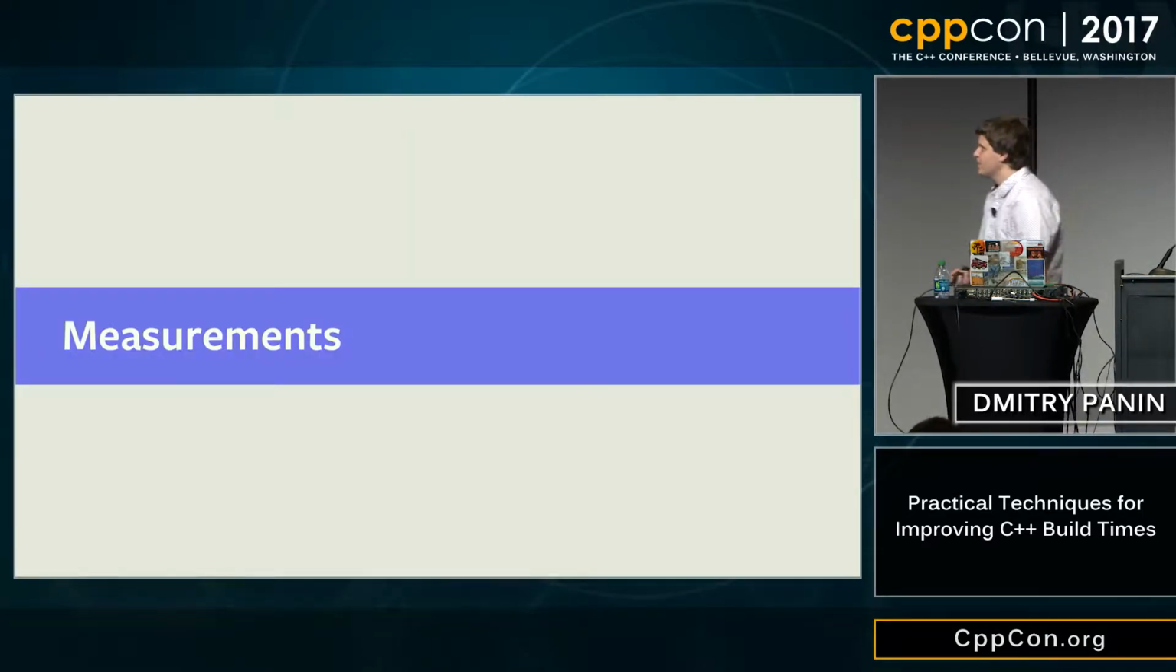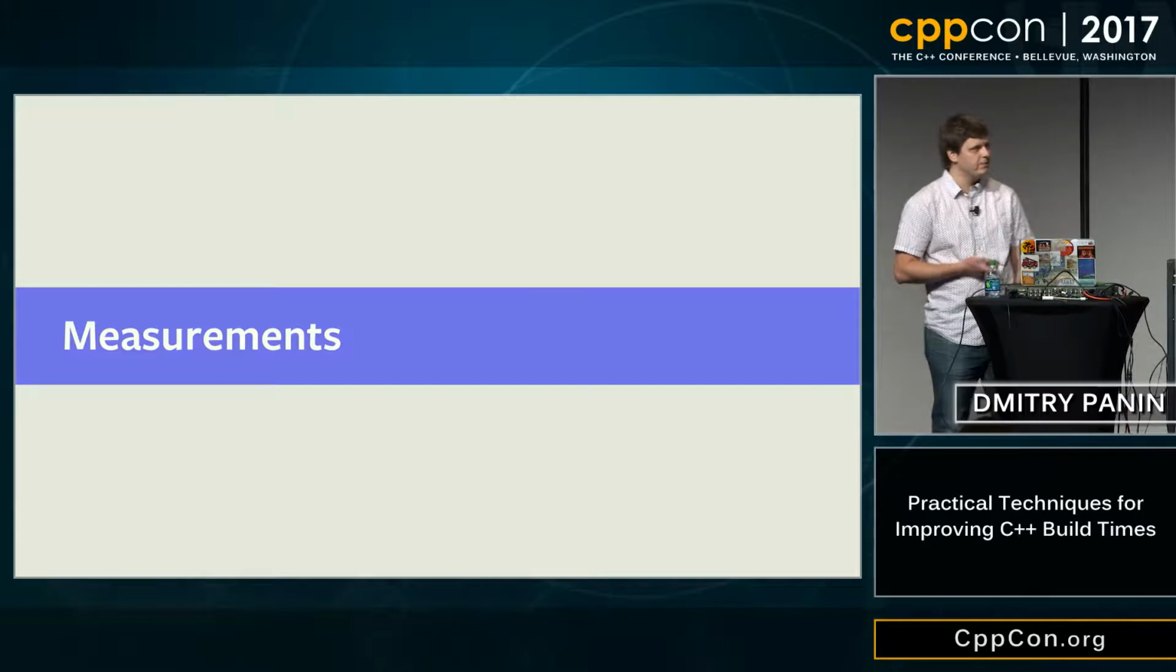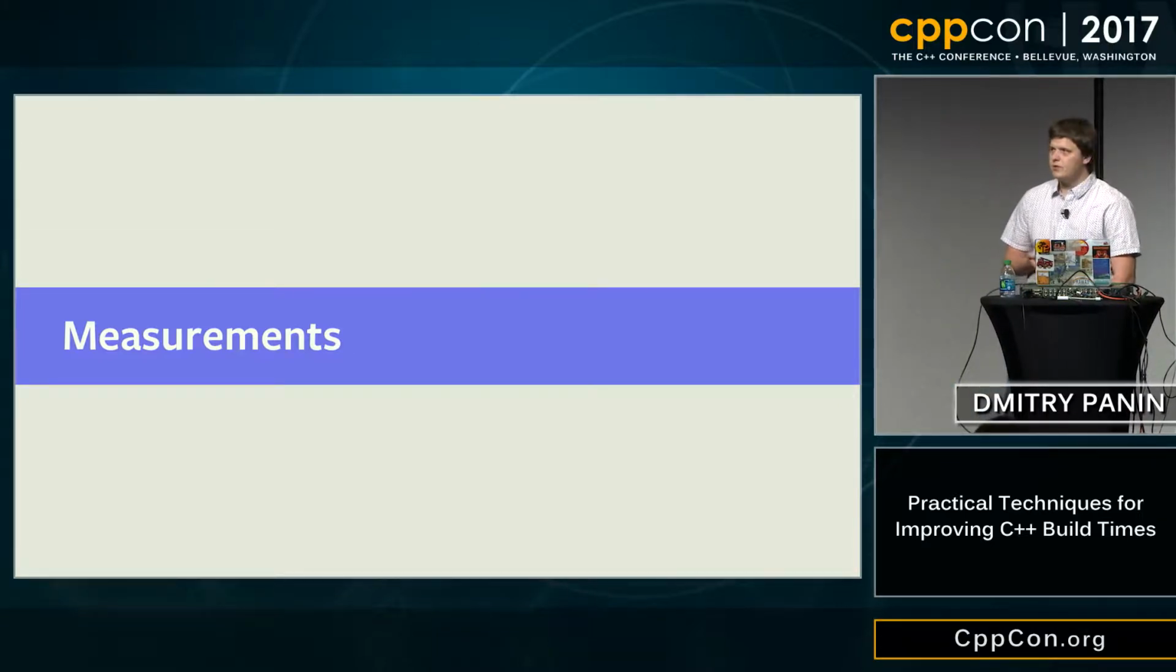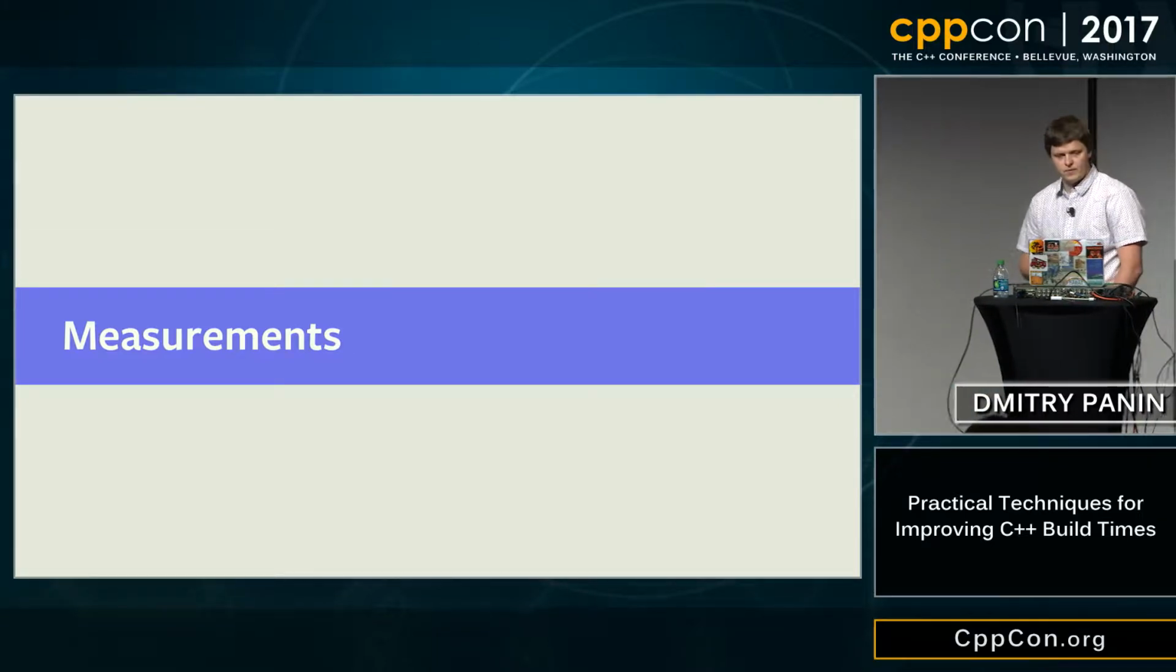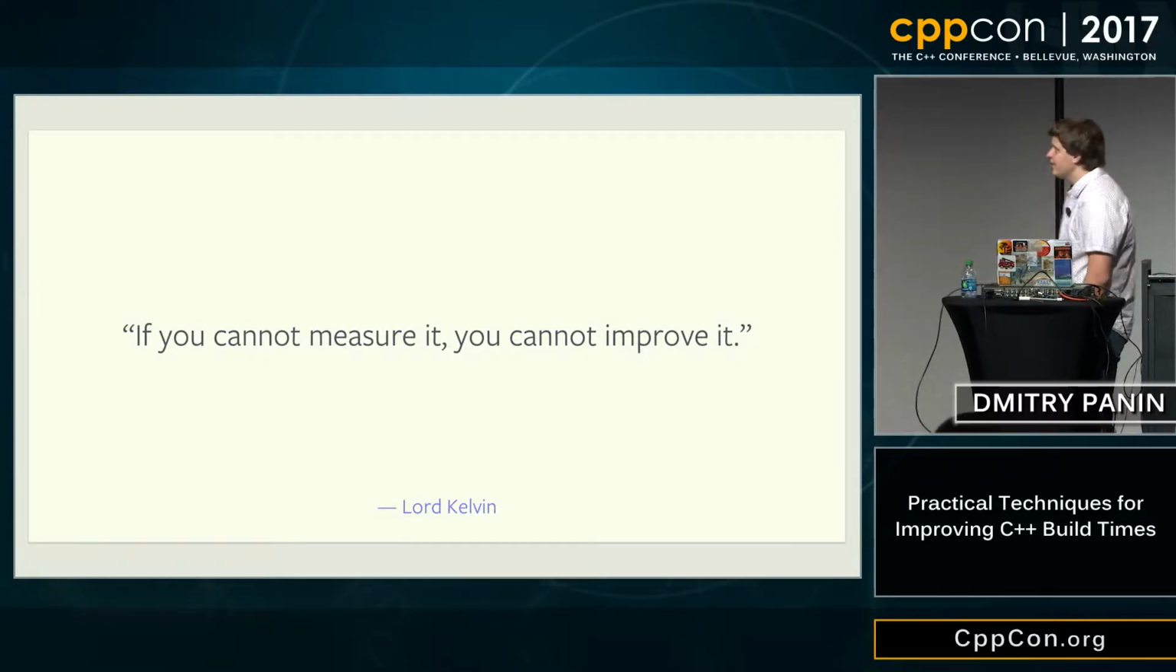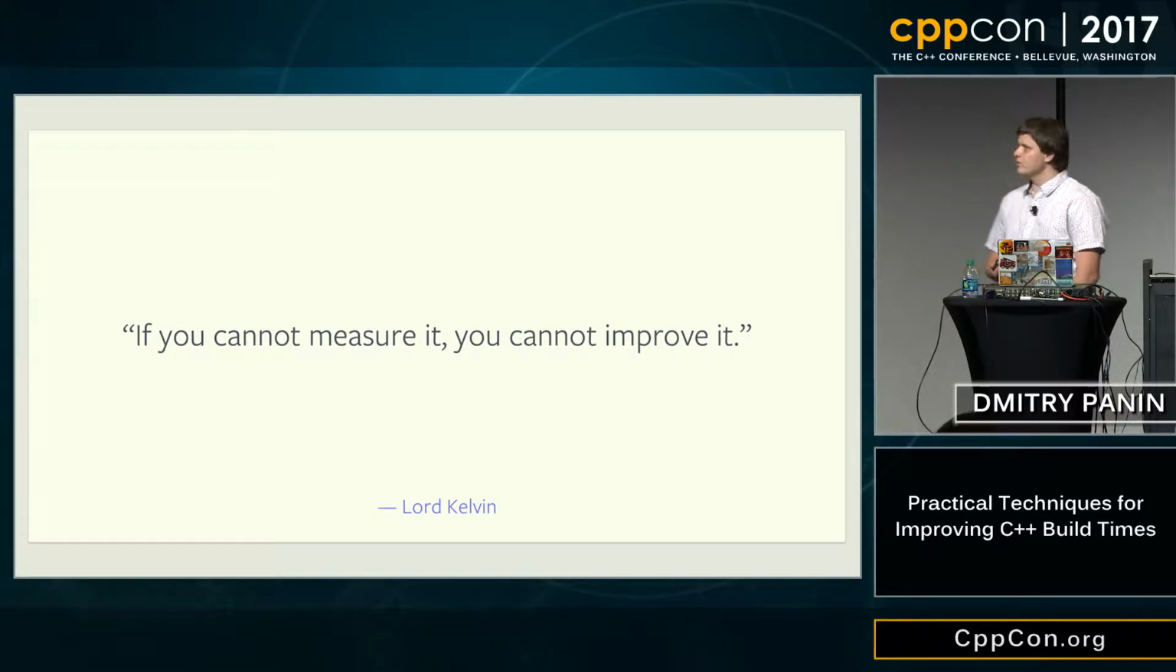And before we can improve things, we need to learn how to measure them. There was one famous guy at the end of the 19th century who said that, and I think it's still true today, even after 100 years. Without proper measurement, you are really blindly going anywhere, not really knowing any direction. And it's really, really hard to find bottlenecks when you don't have any measurements.